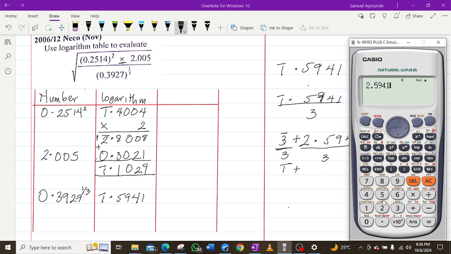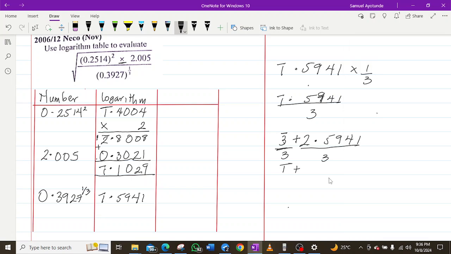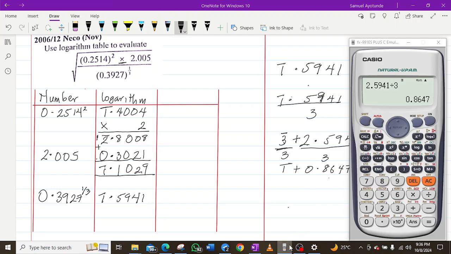2.5941. You must just be careful that whatever answer you get, you must write to 4 decimal places. So I have 0.8647, exactly in 4 decimal places. So I have plus 0.8647. Let's confirm that. Yes, it's correct.